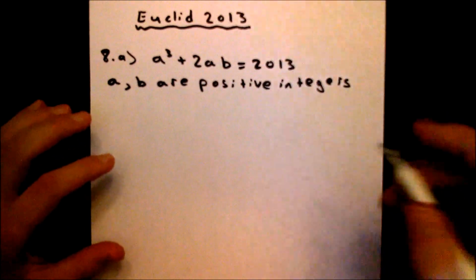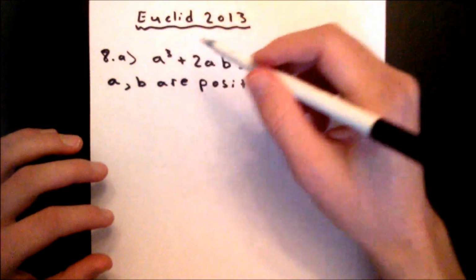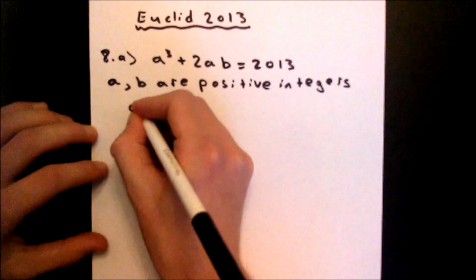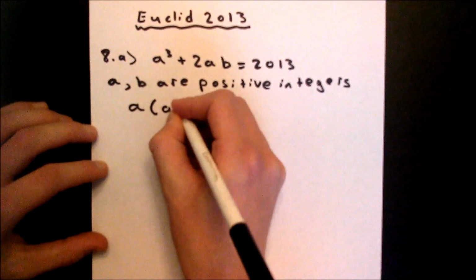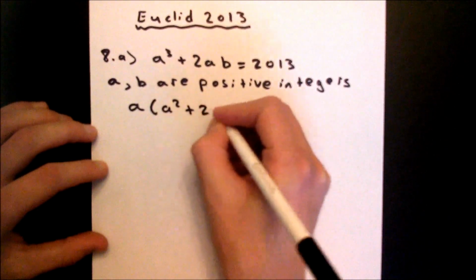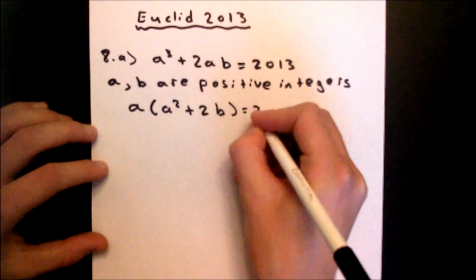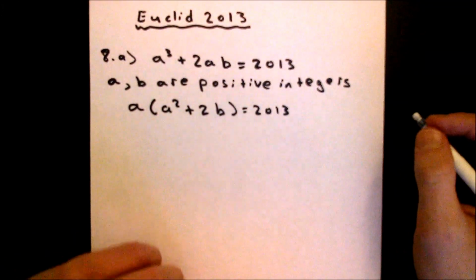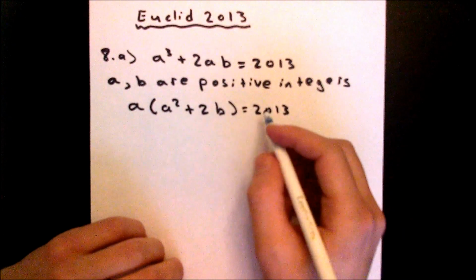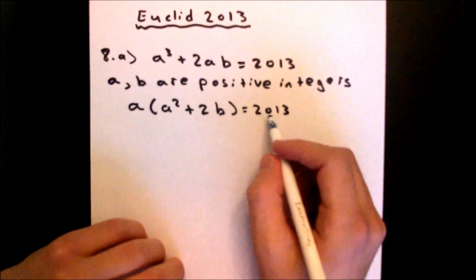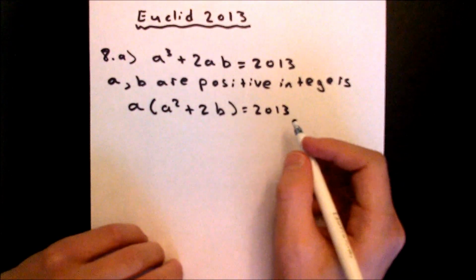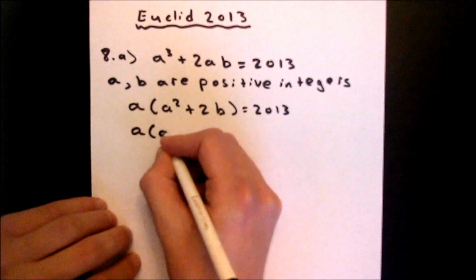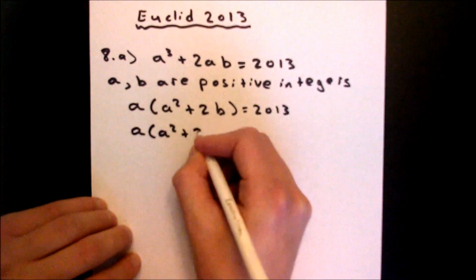So the first thing I noticed in this question is that I can factor out the a from the left side of the equation. So I can just change this to a times (a squared plus 2b) equals 2013. And now I just want to take this 2013 and do a prime factorization of it, and that's going to make the question a little bit easier. So I'm just going to rewrite my left-hand side.